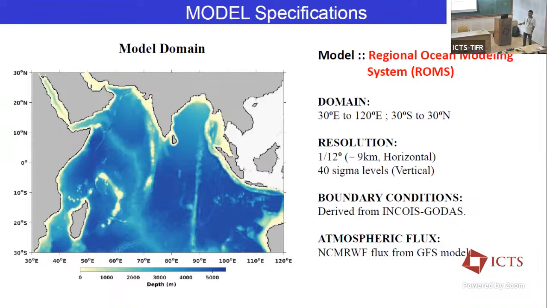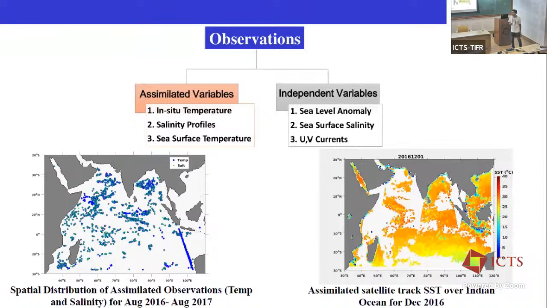Okay, so that is the model done. Now we know about the model. What about the observations? What are the kinds of observations that we assimilate? We assimilate temperature, salinity, and sea surface temperature.